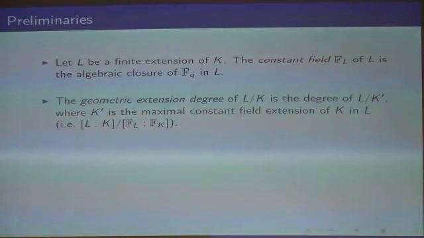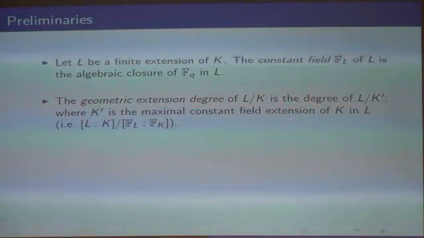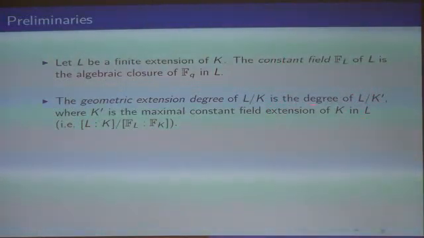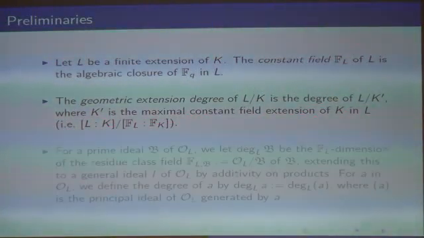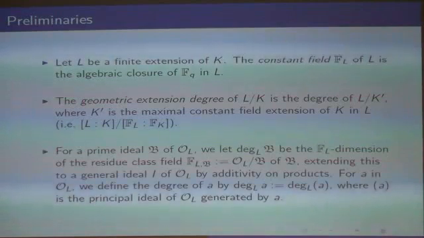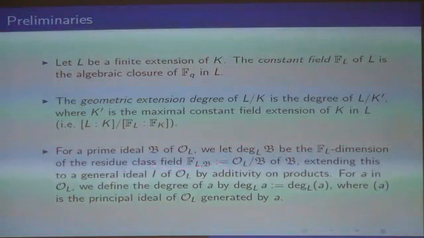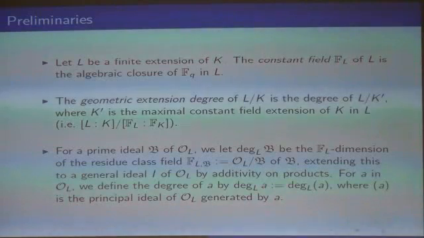Okay, the geometry extension degree: when you have the extension L over K, there is an intermediate field, let me say K prime. So L, K prime, and K, top to bottom. L over K prime is called the geometry extension degree. What is K prime? K prime is the maximum possible constant field extension of K from the bottom. And the degree of prime P is the typical standard notation for the residue class field degree. This is a standard one, just in case I wrote it down.